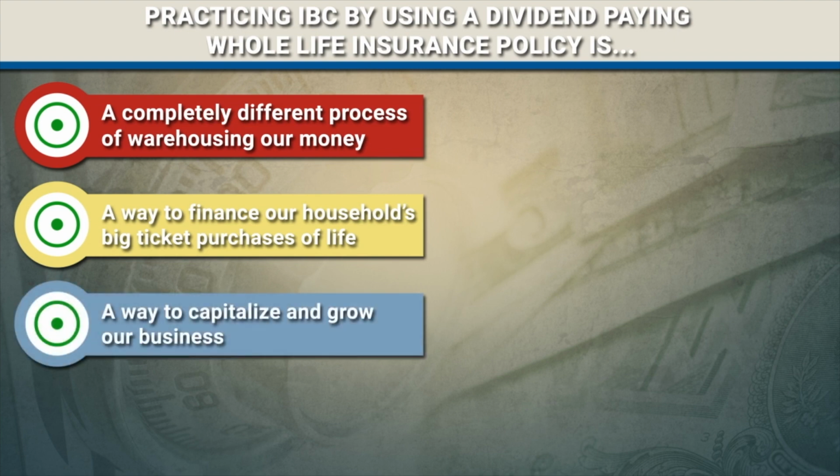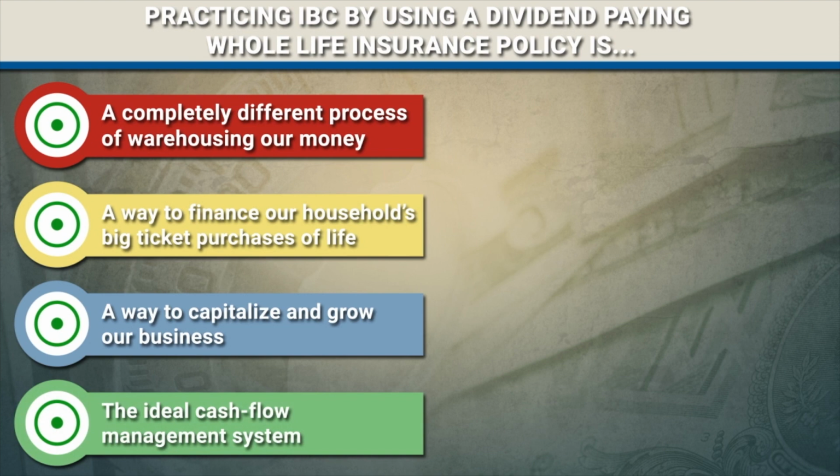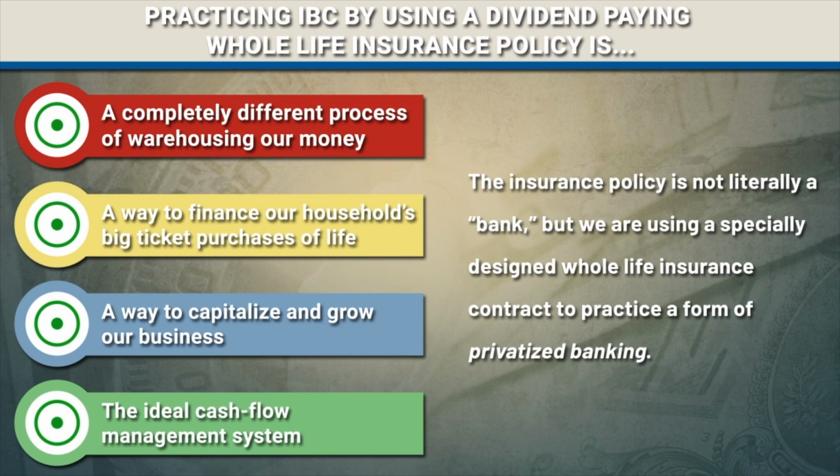So this is why these policies are focused more on the cash value and not so much on the death benefit. But the death benefit is there, and it's a huge asset. But the focus is on that cash value, you see. It's ideal for cash flow management, we've already said. But the thing to remember, it's not literally a bank, you understand. It's not like a bank out on the street that we see. It's not literally a bank. But we are using a specially designed life insurance contract to practice a form of privatized banking.